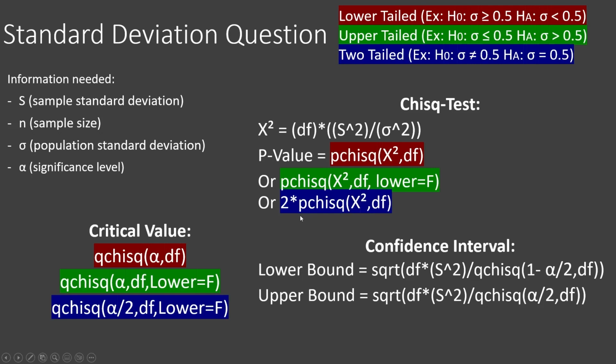If you're also asked for the critical value, just do qchisq, your alpha, degrees of freedom, and then adjust it for whether it's an upper-tailed or two-tailed question. Generally that's all you need to do. On the off chance you're asked for a confidence interval, the formula is right here. They're basically both the same. The only difference is 1 minus alpha or not. The lower bound would have 1 minus alpha, and the upper bound would just have alpha, right? And that's pretty much it for part 5.